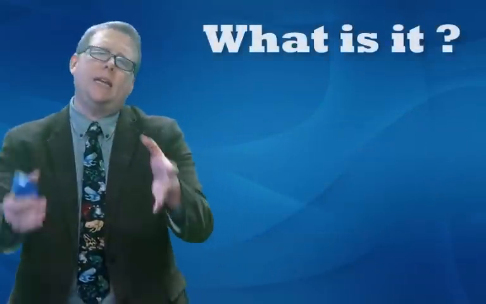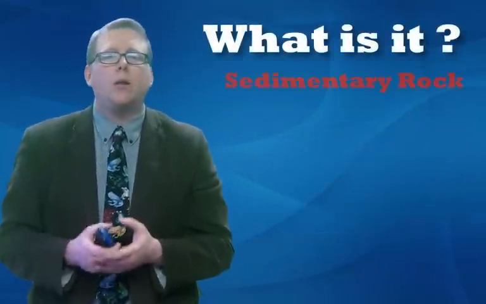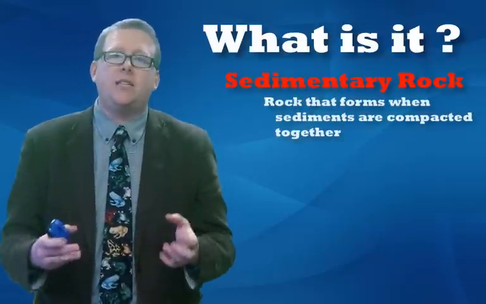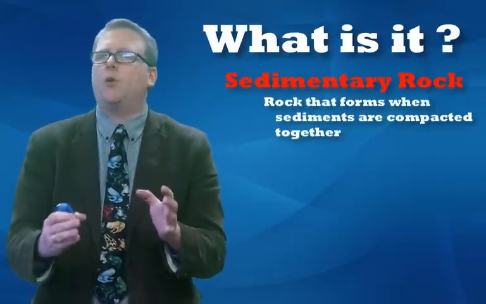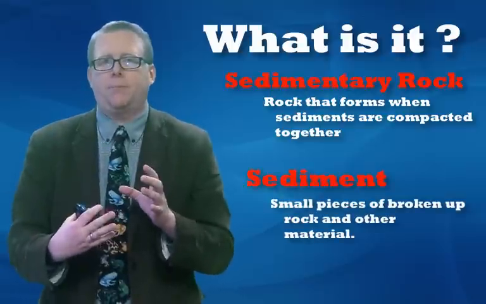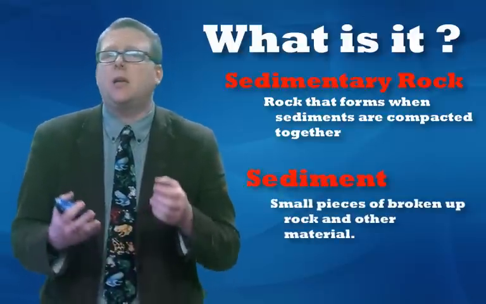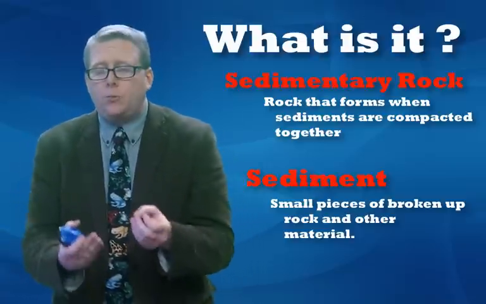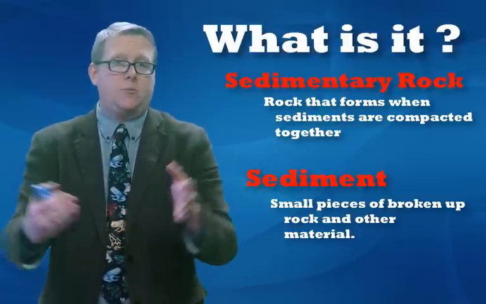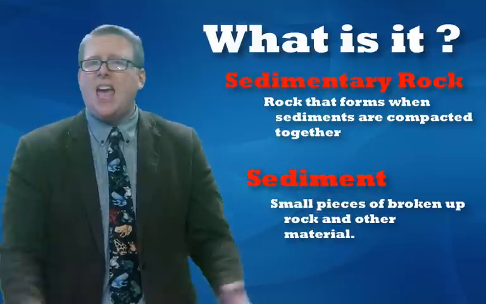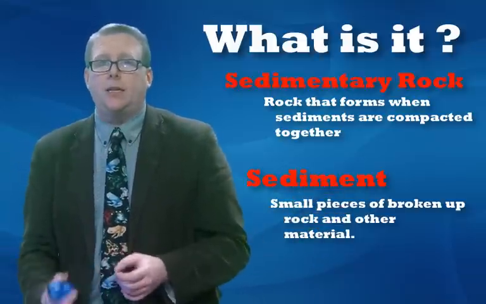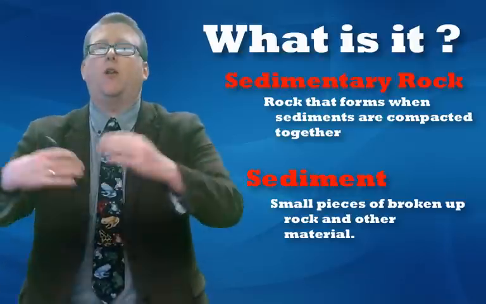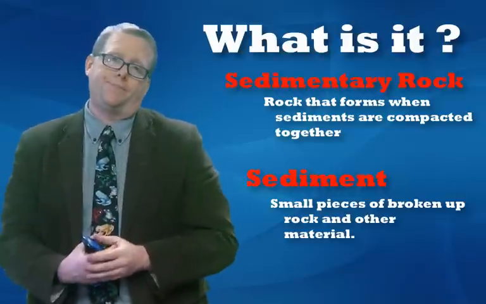So exactly what is a sedimentary rock? Well, a sedimentary rock is a rock that forms when sediments are compacted, when little pieces of other rock are pushed together. In fact, one of your vocabulary words is sediment, and it's the root of sedimentary rock. A sediment is a little bit of broken up rock or material. You take something big and make it little. And so sedimentary rock is just a rock put together of little bits of other rocks or other material.